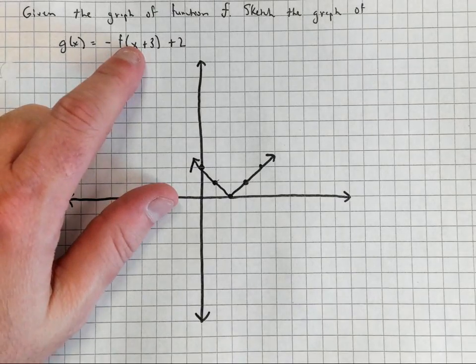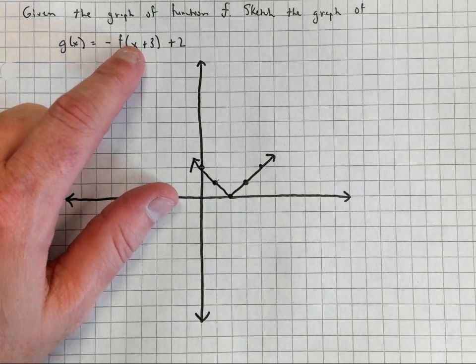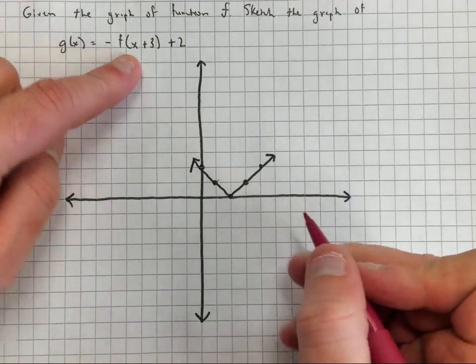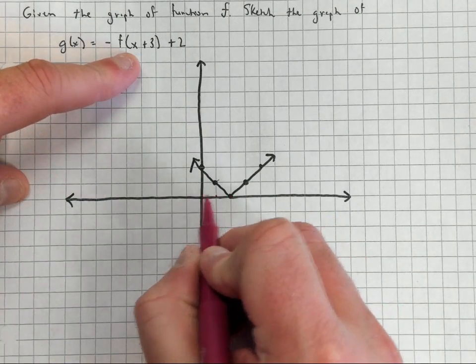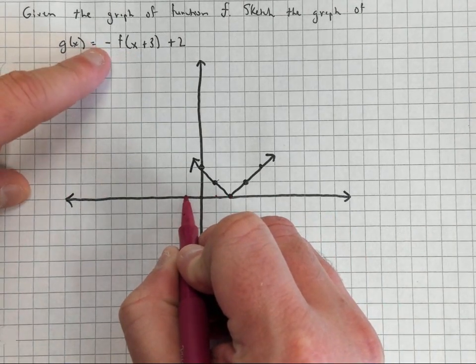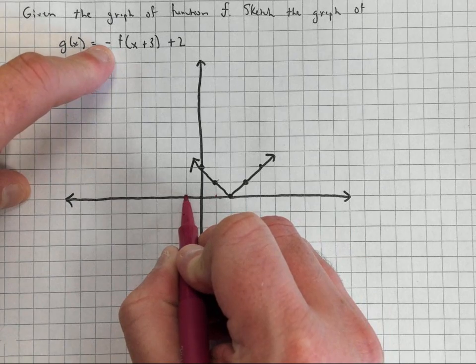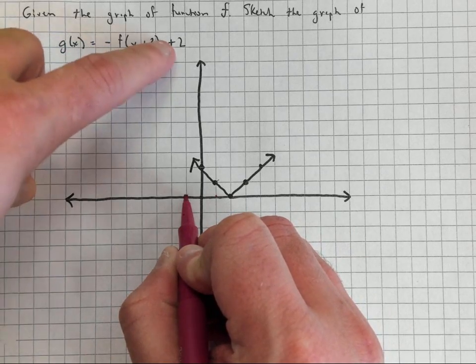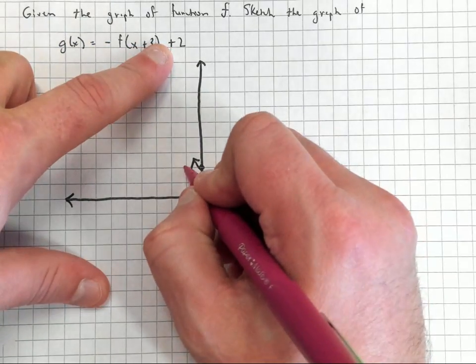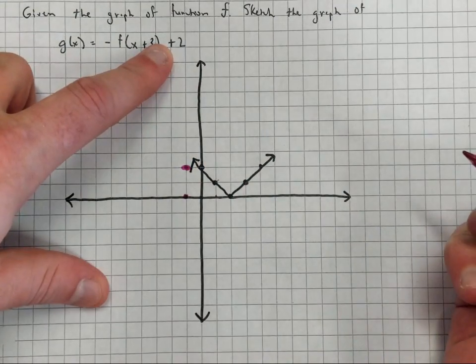Now, remember, we work from inside out, don't we? So this plus 3 means I'm going to move it left 3. Watch this. 1, 2, 3. I'm going to reflect it. If it's on the x-axis, do you move it? No. And then move it up what? 2. So there's my new point there.